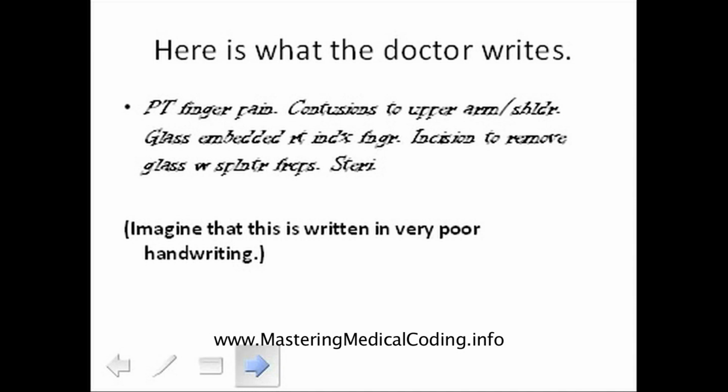Our coder knows that this means a patient showed up at the office today complaining of arm and finger pain with contusions to her upper arm and shoulder and a glass splinter embedded beneath the skin on the right index finger. After taking an expanded problem-focused exam and an expanded problem-focused history, the physician made one incision over the foreign body site, permitting her to remove the glass with splinter forceps. The area was then cleaned and secured with steri strips. The coder can translate this into a series of codes.